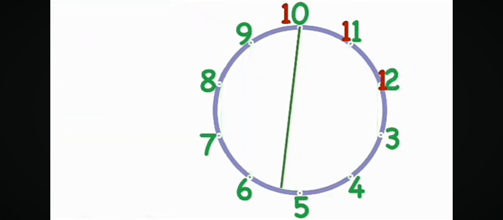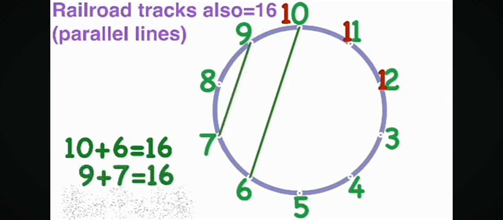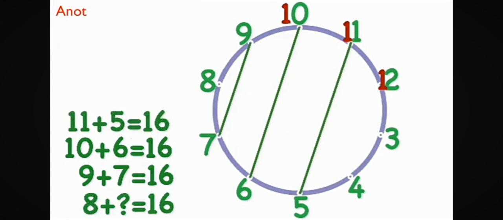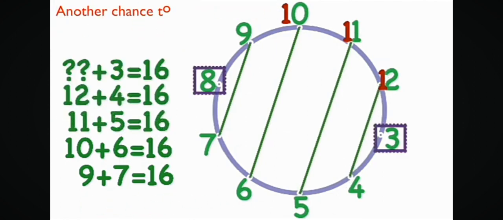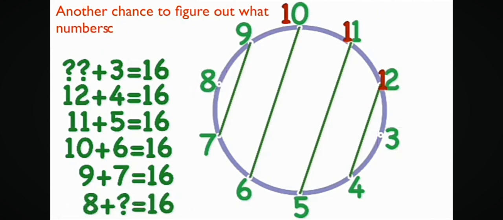15. And then 10 plus 6 are 10, 6, or 16. And 9 and 7 are also 10, 6, or 16. And then 8's all by itself. Well, of course, we double that 8. And 8 and 8 are 16. And 11 and 5 are 16. And 12 and 4. So we just add 10 to either one of those numbers. And we still get 16.